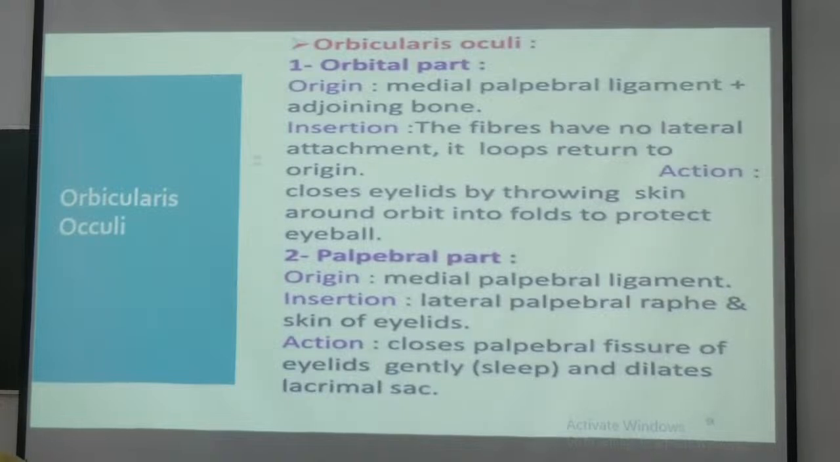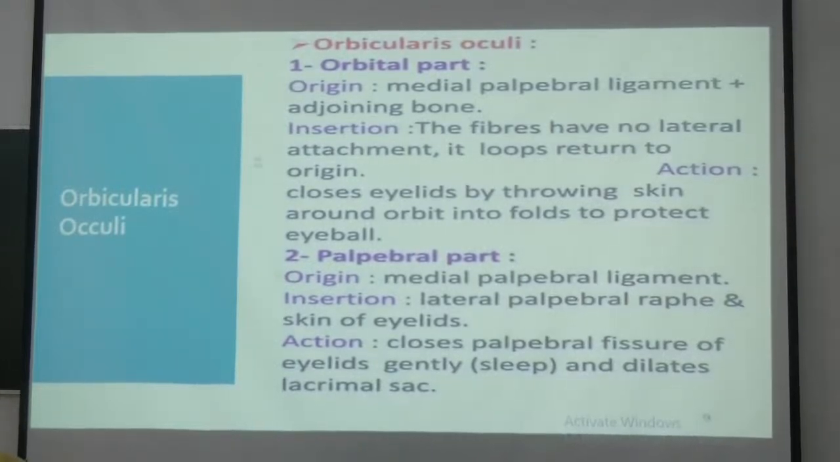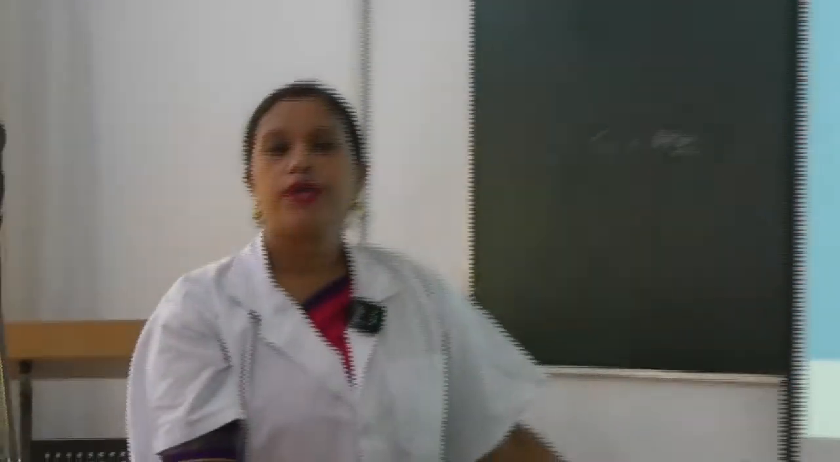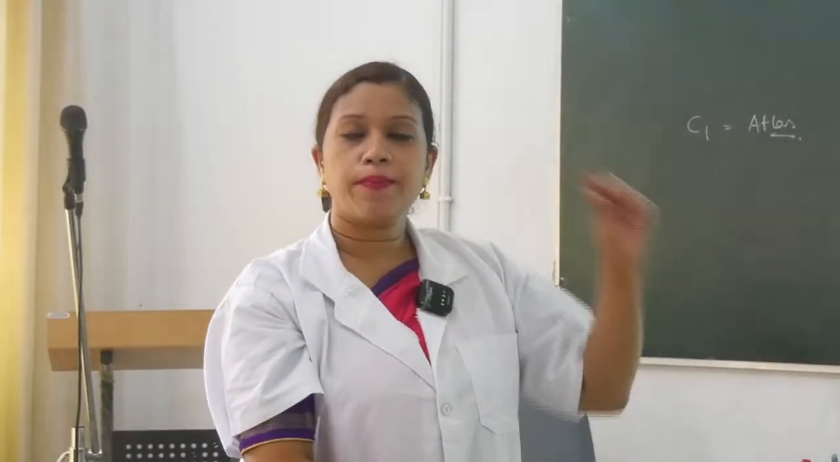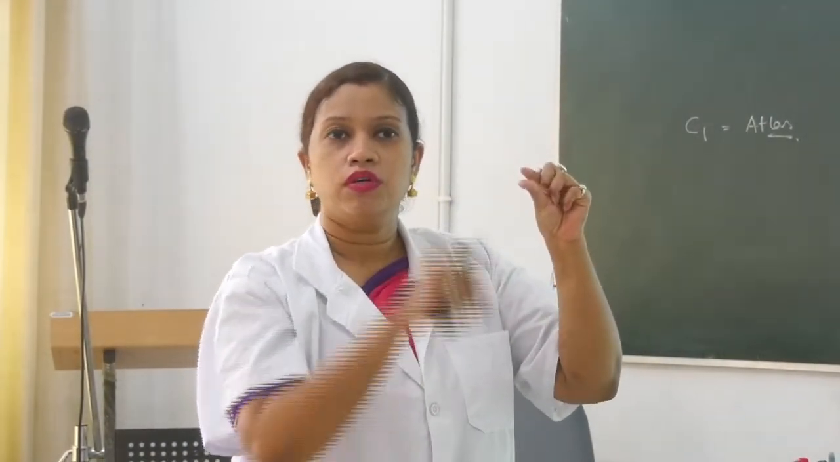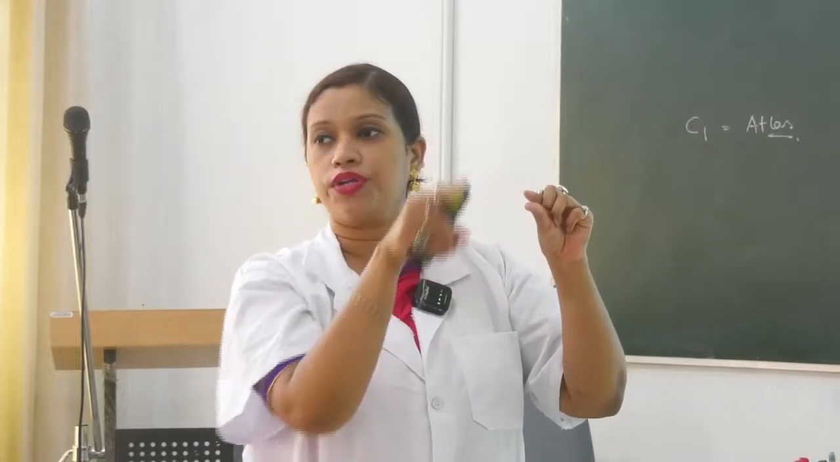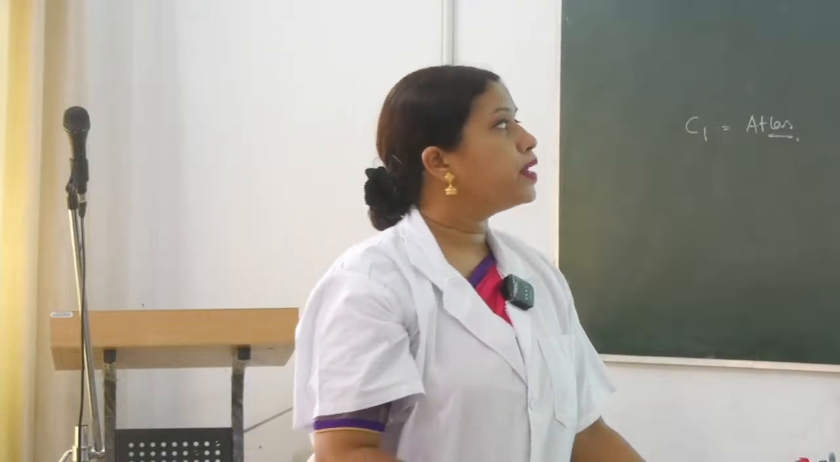It has no lateral attachment. This is the peculiarity of the orbital part of orbicularis oculi. Why? Because it forms a loop. The medial palpebral ligament is the root, and the fibers form loops one after another. So that is the orbital part of orbicularis oculi. Then what about the palpebral part?